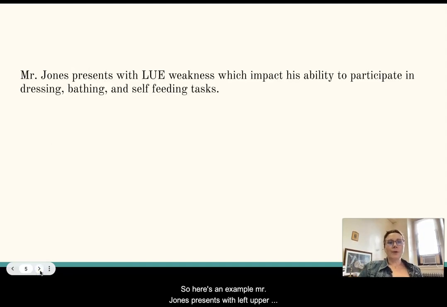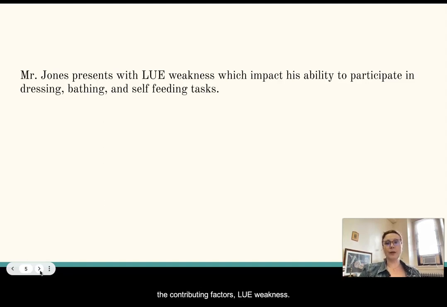So here's an example. Mr. Jones presents with left upper extremity weakness, which impacts his ability to participate in dressing, bathing, and self-feeding tasks. So I've identified the contributing factor, left upper extremity weakness. It's his impact, it's his ability to participate in these occupations. And I'm very specific about the occupations that he is participating in.